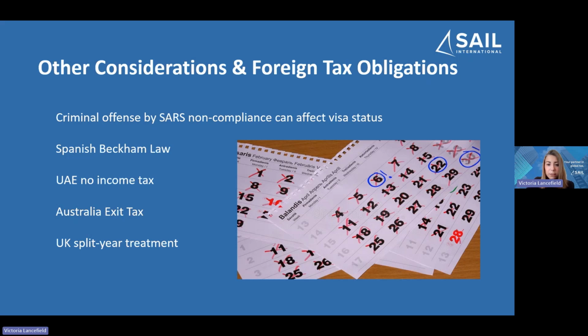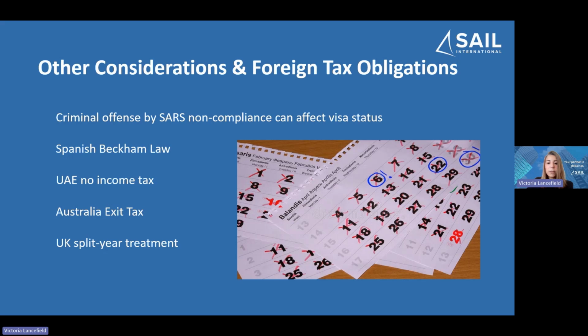Foreign jurisdiction rates. Be cautious with favorable foreign tax rates to avoid complications with South African tax residency. For example, the Spanish Beckham law allows expatriates to apply a lower tax rate of 24%. And certain countries like the UAE do not even have income tax. If you have not broken South African tax residency, those favorable tax rates would be pointless if you still need to pay tax in South Africa on that foreign earned income.